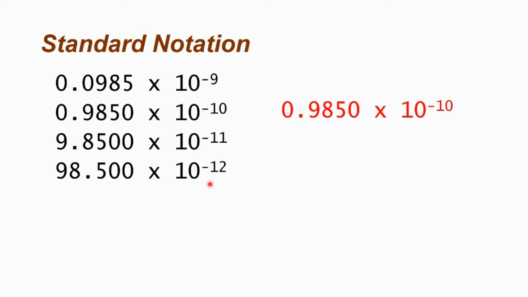We need a standard notation, a standard form to store decimal numbers. So what we do is we store it in this form, 0.9850 into 10 to the power minus 10. What is the rule? The rule is that all the digits before the decimal point should be 0 here, and the first digit after the decimal point should be non-zero, that is 9 out here.